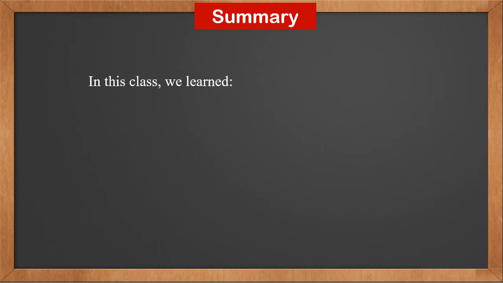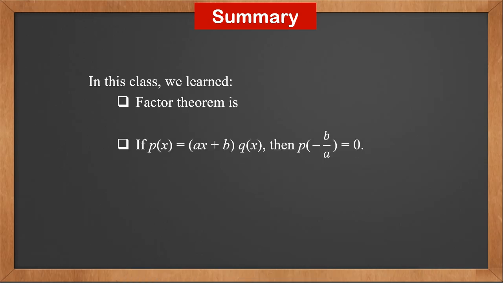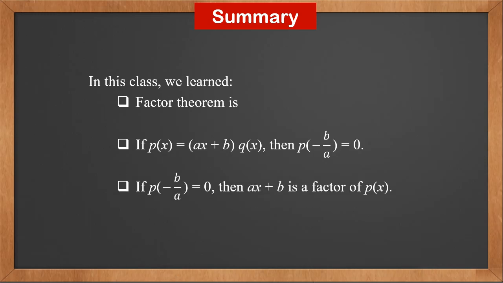In this class, we learned the factor theorem. If p(x) is (ax plus b) times q(x), then p(minus b over a) is 0. If p(minus b over a) is 0, then ax plus b is a factor of p(x).